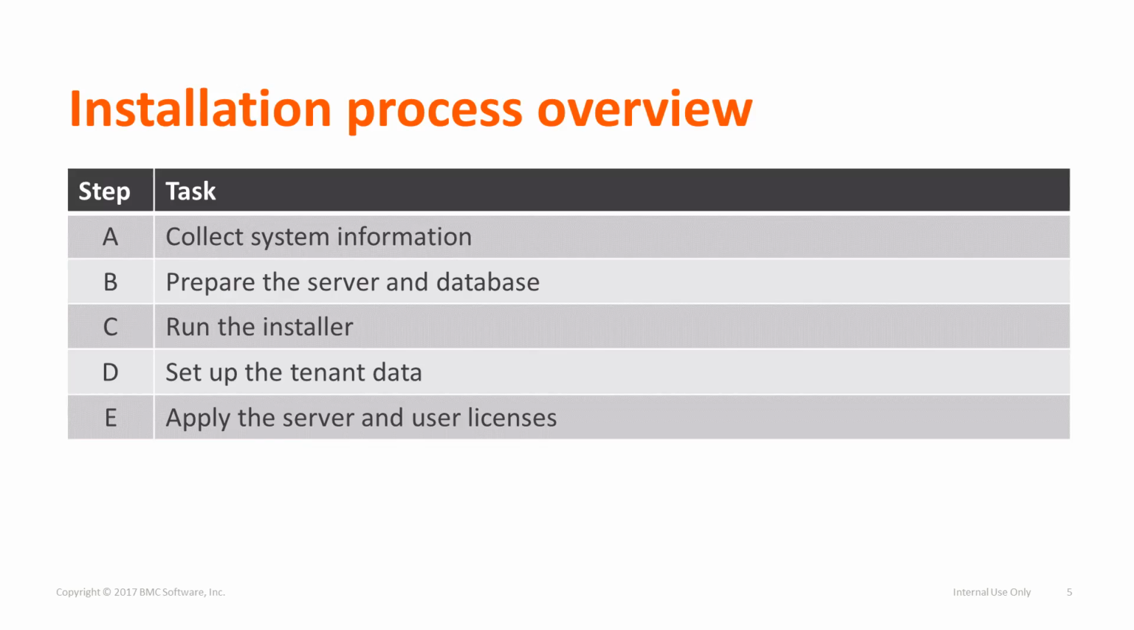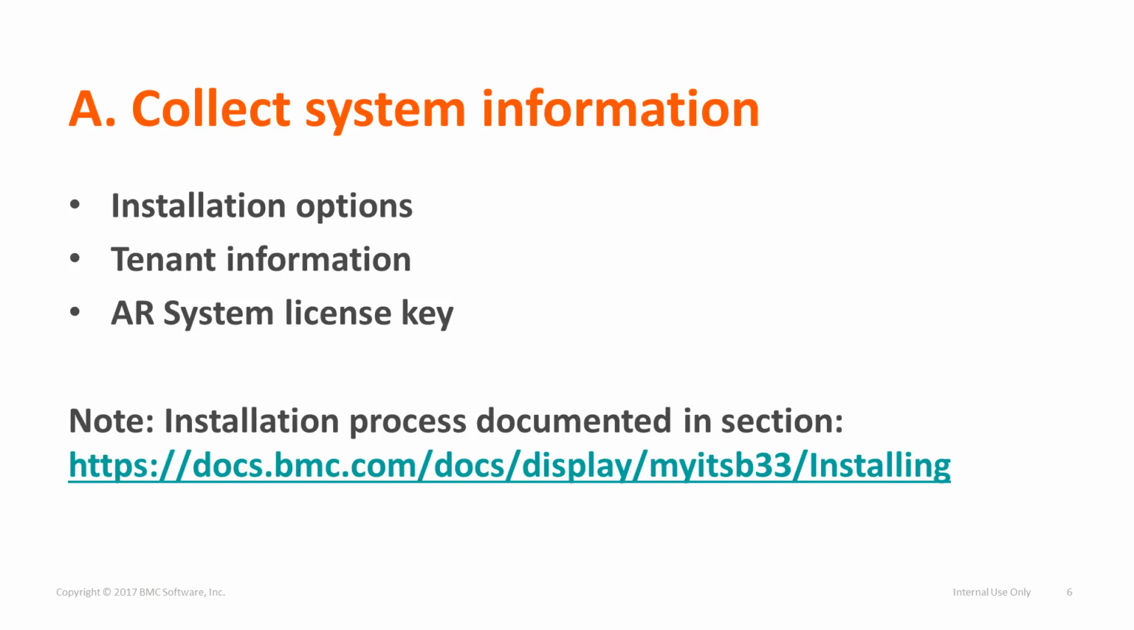Installation in 5 parts. We have 5 different global steps that have to be run in order. I usually just say there's a collect step, there's a preparation step, you run the installer, which includes updating configuration files, and then you set up your tenant data, and you apply your server and your user licenses. Right? So let's break these down a little further.